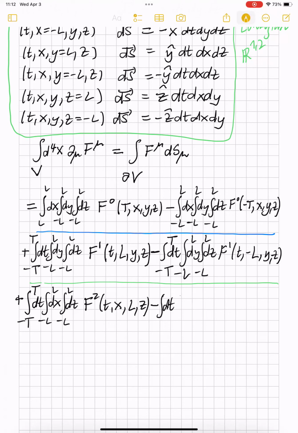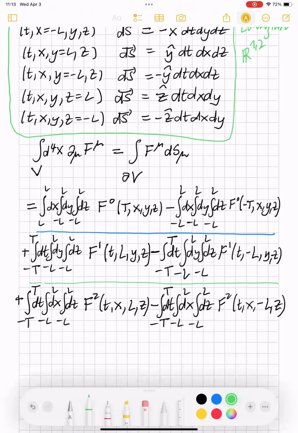We again are integrating over x, z, and t. So let's put in those integration regions. Good, there they are. And if you take a look at ds, only a y hat appears, which means only ds2 is non-zero. So this will be f2 of t, x, y set equal to minus L, and then also z. Good. So those are the next two terms, and we only have two terms left.